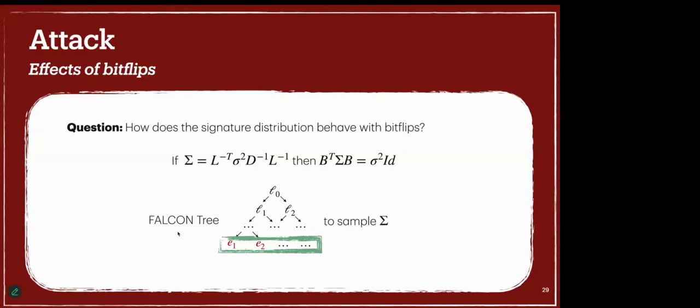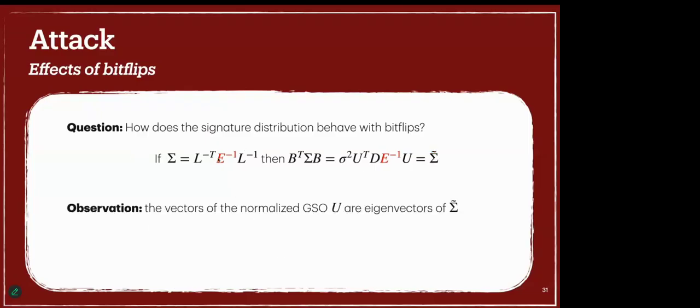So the question that we had was, what are the effects of the bit flips? And more precisely, how does the signature distribution behave with those bit flips? One way you can see it is that we're kind of introducing errors in the leaves of the Falcon tree. Of course that's not what's going on, since we never touch the secret keys, we only touch the sampler. But since we touch the base sampler, the sampler performed over the integers using those values as input, it's as if we change those values. And the consequence on the matrix sigma is that the eigenvalues are going to be replaced.